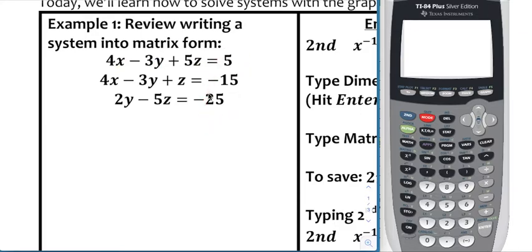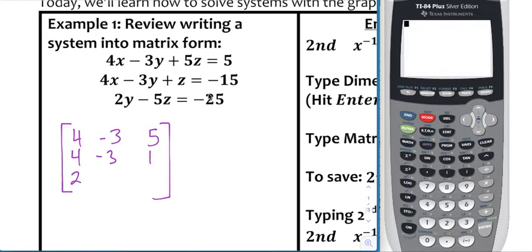So really all this ends up being is we're just going to take the coefficients. So make sure that you guys pay attention to the signs that go along with them. So I'm going to look at this first row here. So 4x, so I'm not going to put the x, negative 3y, not going to put the y, and positive 5z. Okay, that's row 1. Row 2, 4, negative 3, and 1. Because remember there's a little 1 there with the z.